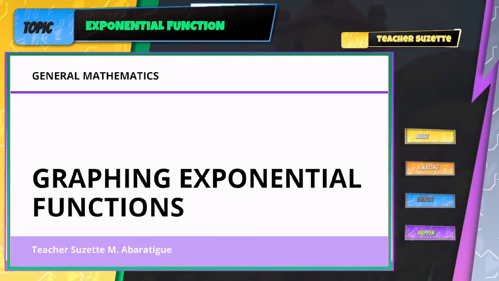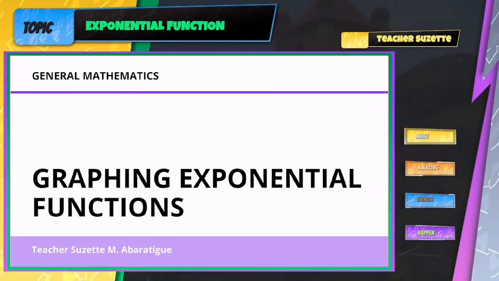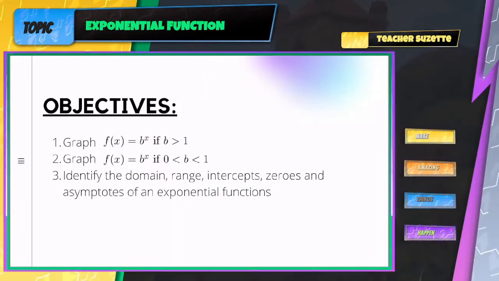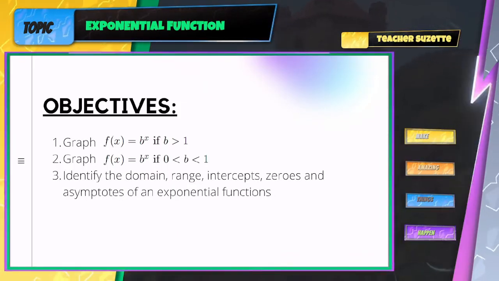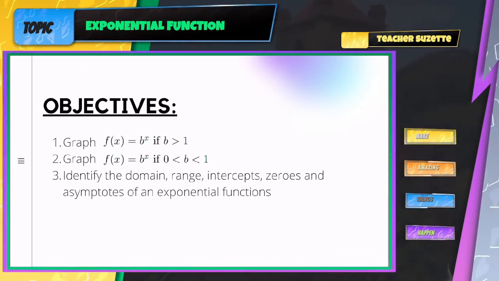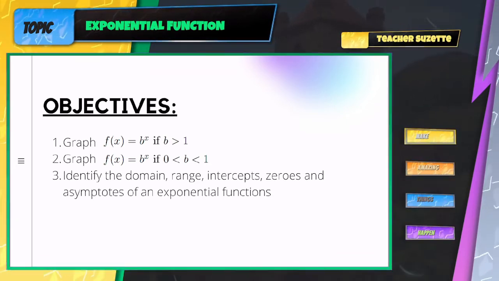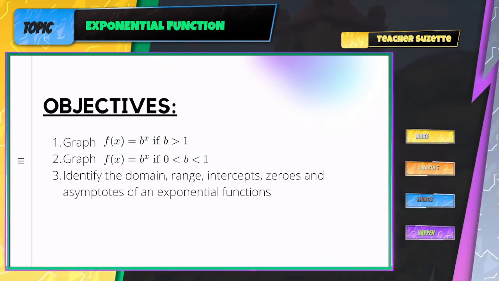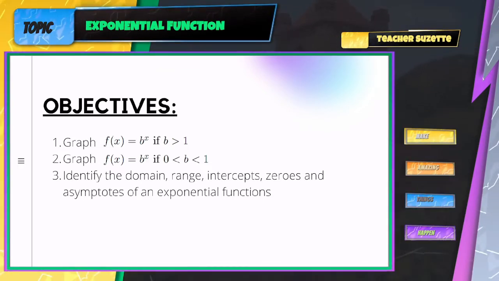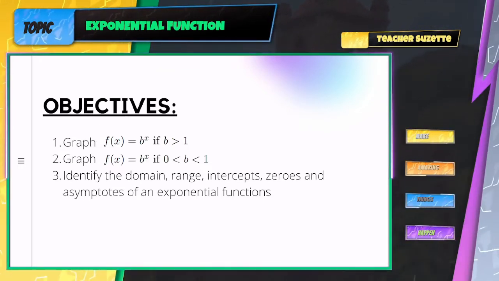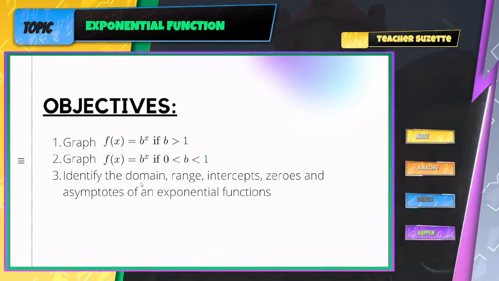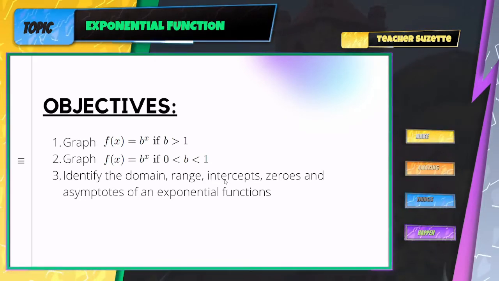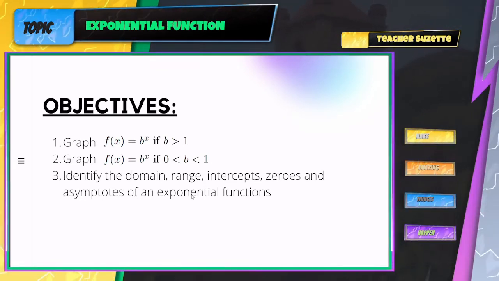Hi class, in this video we are going to discuss graphing exponential functions. Particularly, we are going to discuss the graph of f of x is equal to b raised to x if b is greater than 1, and the graph of f of x is equal to b raised to x if b is between 0 and 1. Then from the graph, we are going to identify the domain, range, intercepts, zeros, and asymptote of an exponential function.